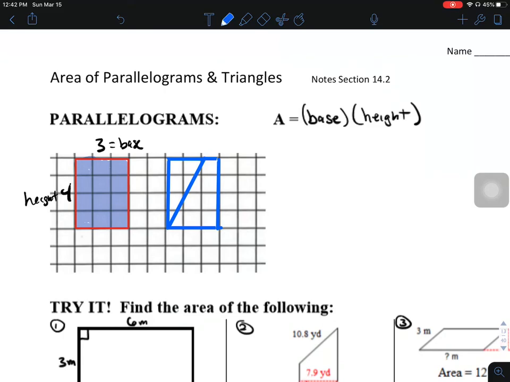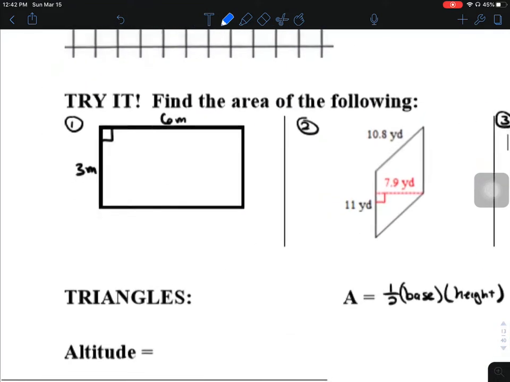So long story short, to find the area of a parallelogram, you take the base times the height. Those are my marbles here. So let's check out some examples.